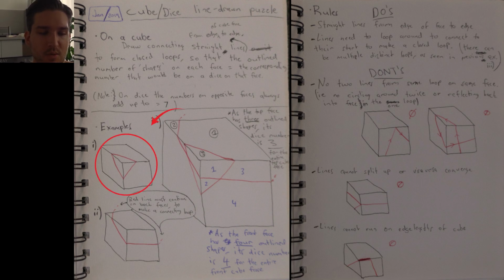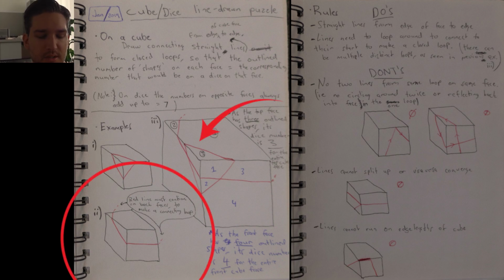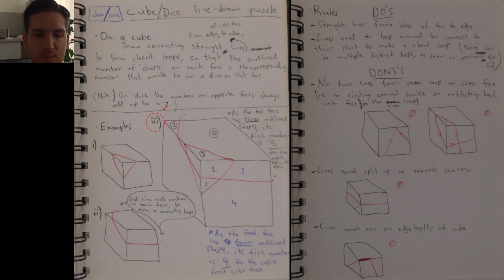So the examples. Example 1, as you can see, I've drawn the line on the front face and then it goes down to the edge which is adjacent the left face, and then it continues from that edge to the top edge which is adjacent the top face, and then it closes the loop. In example 2, same sort of thing. Now example 3 has both of those together because the final solution will have multiple loops, and these numberings are how many shapes are on each face.